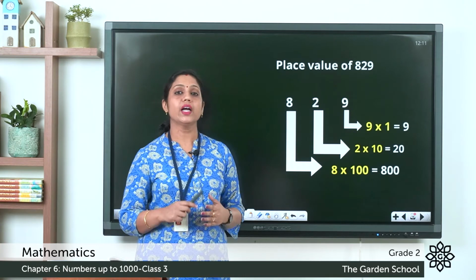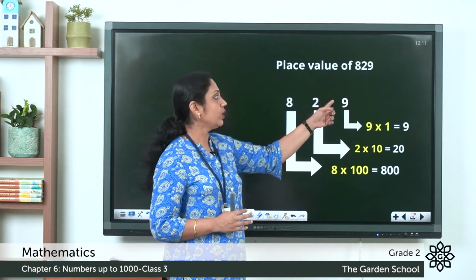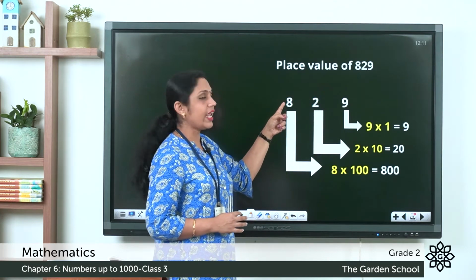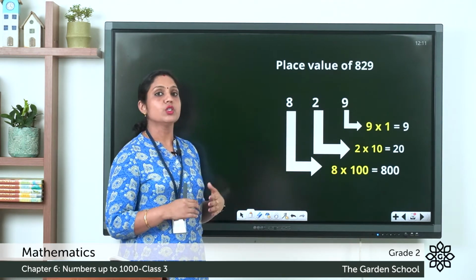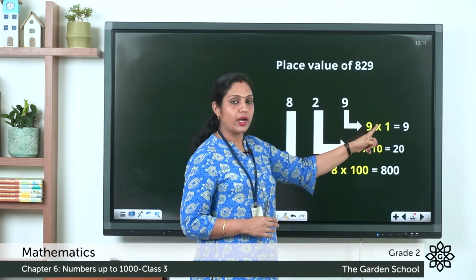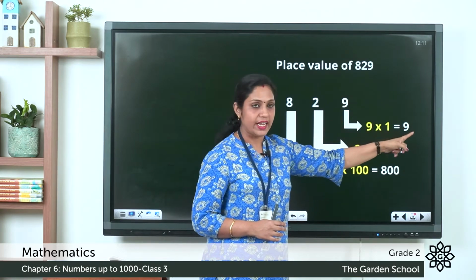We have the number 829. In 829, we know that 9 comes in the ones position, 2 comes in the tens position, and 8 comes in the hundreds position. So to check the place value, how can we write it? 9 into 1, because 9 comes in the ones position. 9 into 1 is equal to 9.